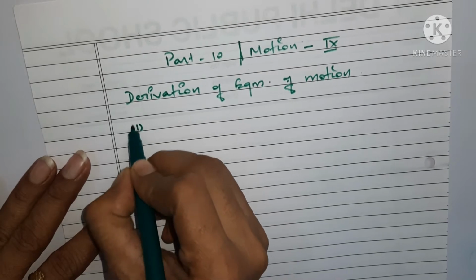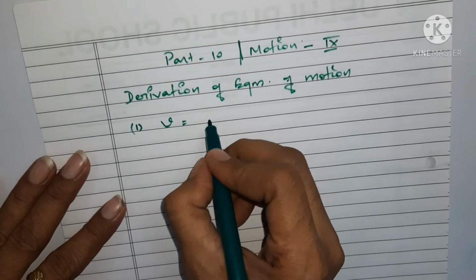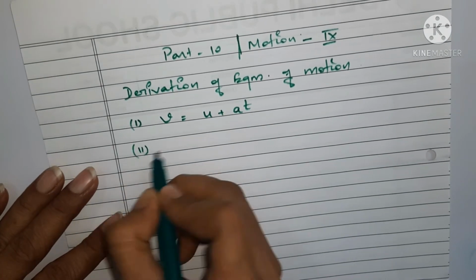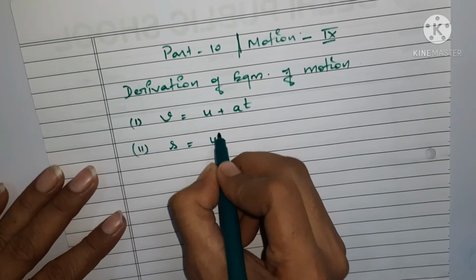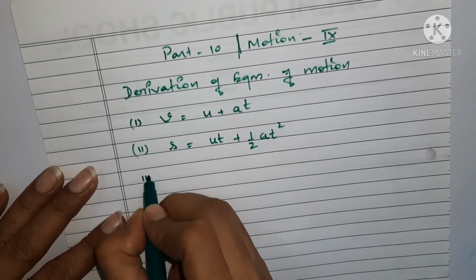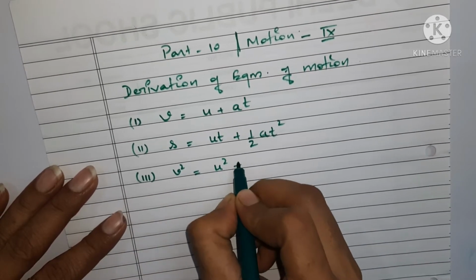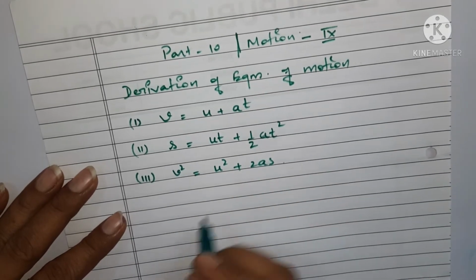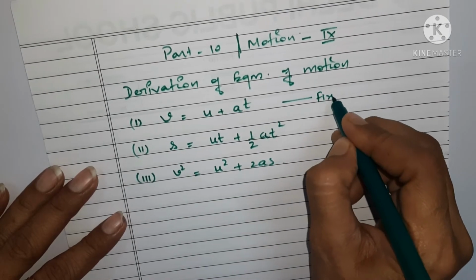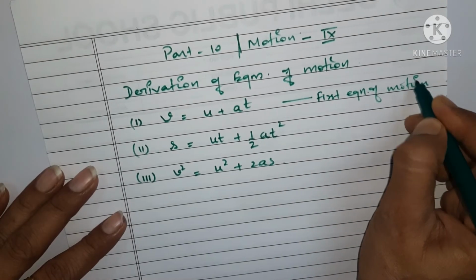There are three equations of motion. The very first equation is v is equal to u plus at. Then the second equation is s is equal to ut plus half at square. And the third equation which we are going to derive is v square is equal to u square plus 2as. This one we have done, this is the first equation of motion, and we have already done it.